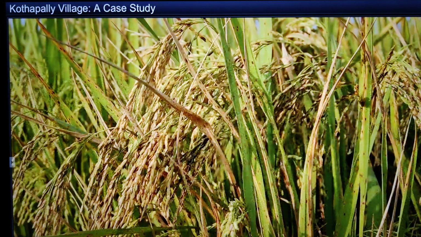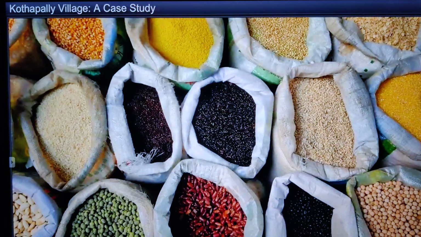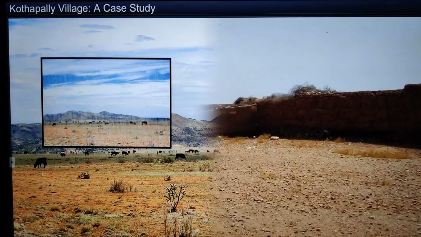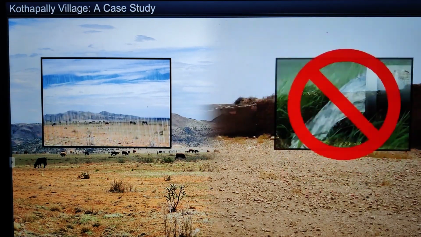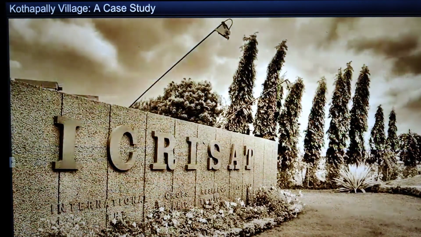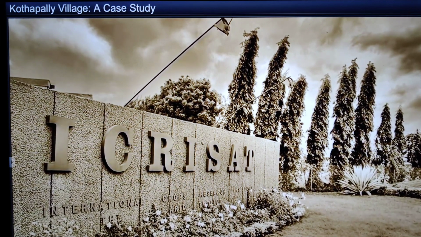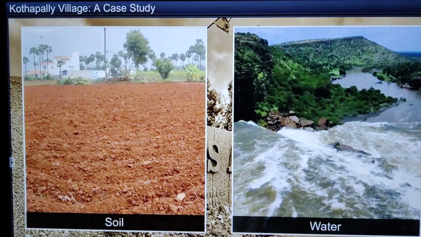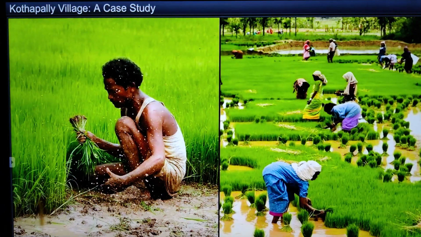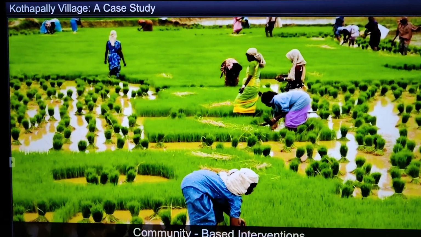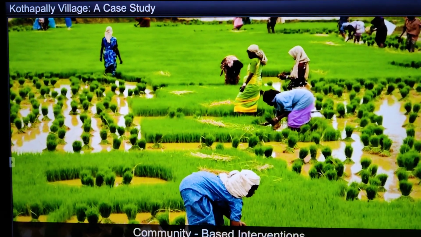The main motive of this institute is to enhance food production through cultivation of commodities in semi-arid regions that witness minimum rainfall and dry land areas without proper irrigation facilities. Apart from this, ICRISAT also helps in sustainable management of natural resources like soil and water. The institute met its aim with the help of individual and community level interventions. Let us study about the community-based interventions in Kottapalli village.